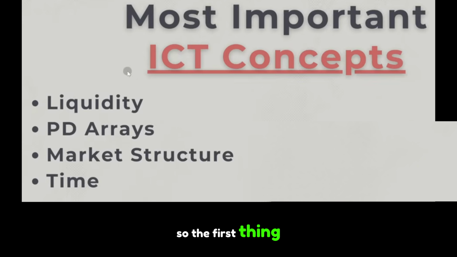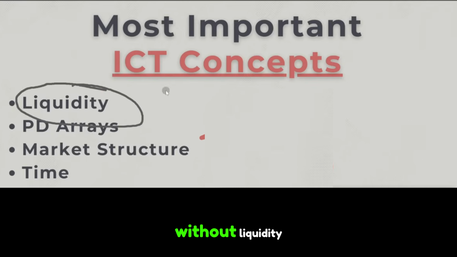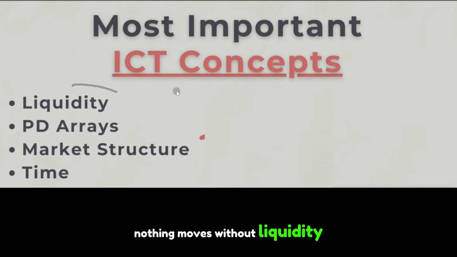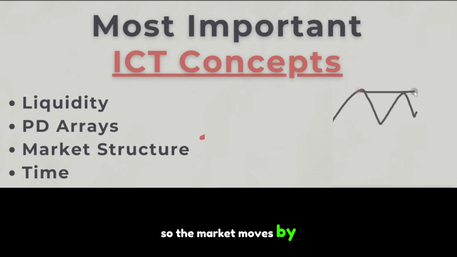So the first thing and the most important concept of all time, not only in ICT concepts, but in trading as a whole, is liquidity, because without liquidity, nothing moves. Without liquidity, we're not going to have manipulation. Without liquidity, we're not going to have expansion. So the market moves by taking liquidity.